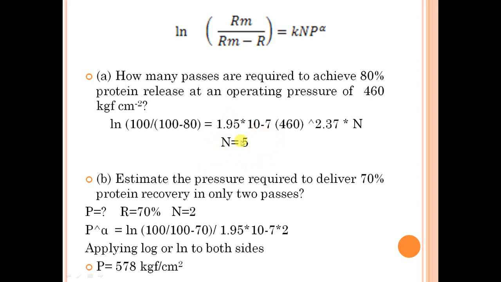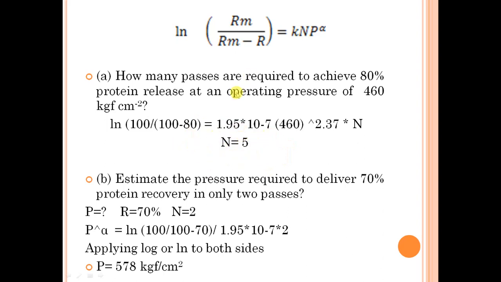Imagine you're getting 4.6, 4.7. You cannot have 4.7 passes. It should be whole numbers. You can send it 1 time, 2 times, 3 times. You cannot send it 4.6 times. So if you get a number like 3.8, it is 4. If you get 4.6, it is 5. 5.2, 5.4, it is 6. It is always better to have 1 pass more, otherwise you will under design the system.